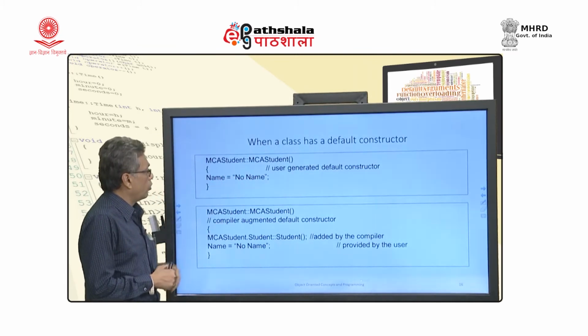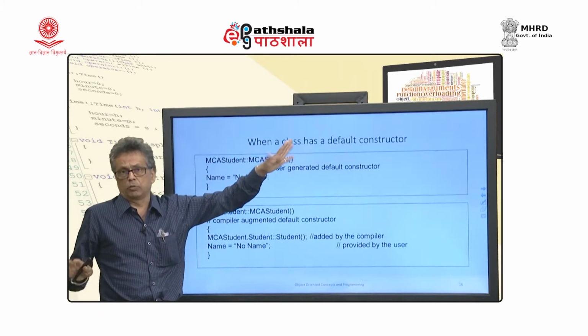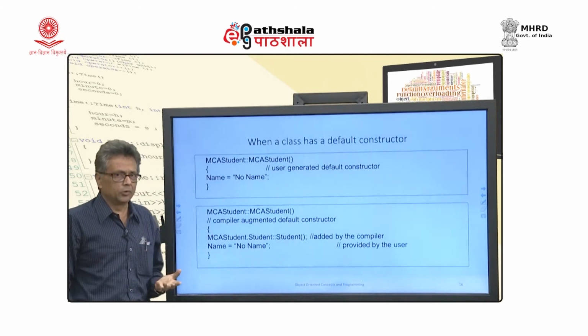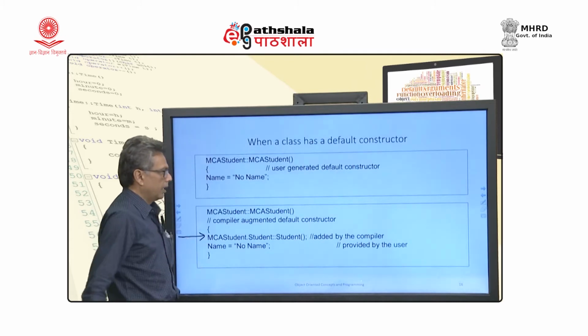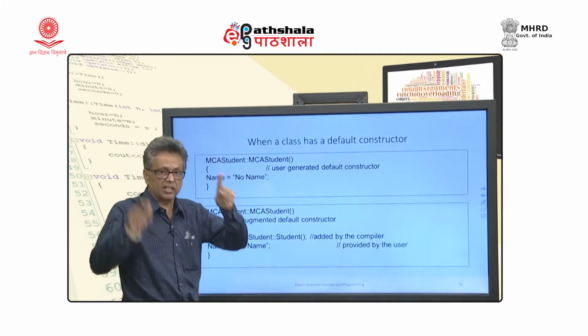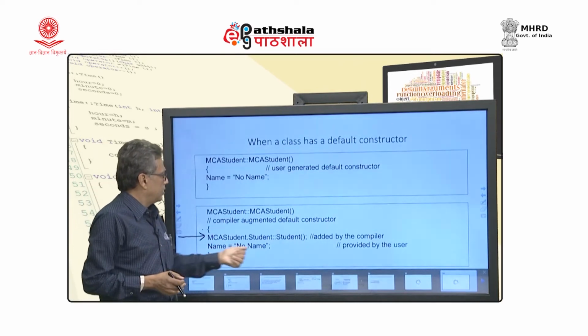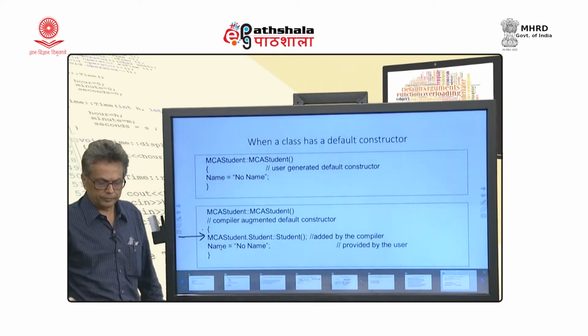Okay. What if the MCA class already has a default constructor generated by the user here? Now, what will the compiler do? The compiler cannot generate an additional default constructor now, because you can't have two default constructors, you can only have one. So, what will the compiler do? Simple, the compiler will augment this with an additional line. So, what does it do? It will first of all construct that additional student sub object and then execute whatever the user has specified, simple.